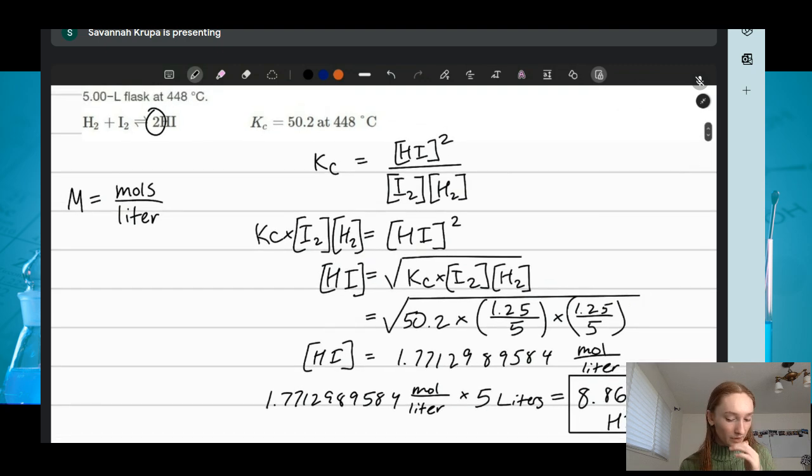Sometimes it's tricky with the terminology if they're asking you for moles, but you accidentally solve for molarity instead. It's always good to double check, making sure that you're solving for the correct thing. Okay, let us move to the next problem.